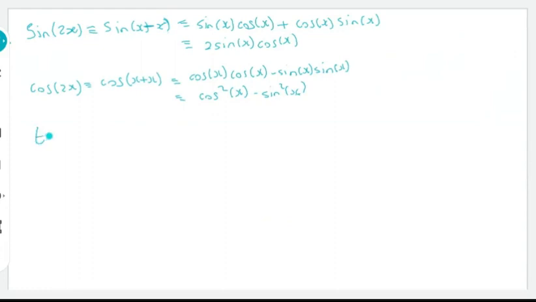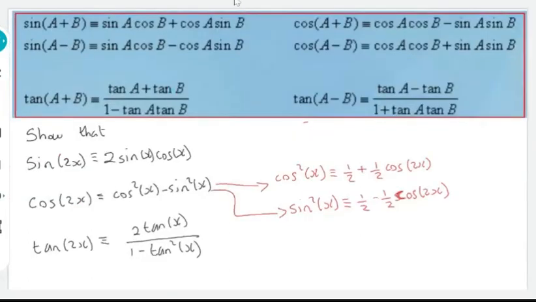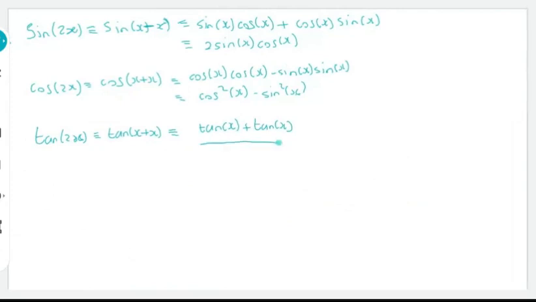Let's go to tan. So tan 2x, same thing. We say it's tan of x plus x, which is identical to tan x plus tan x over 1 minus tan x times tan x, using the identity that we know from here: tan a plus tan b over 1 minus tan a tan b. And that's going to be 2 tan x all divided by 1 minus tan squared x.